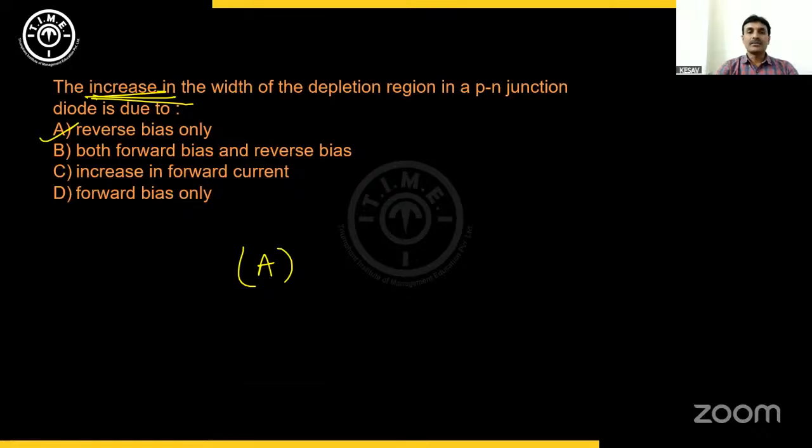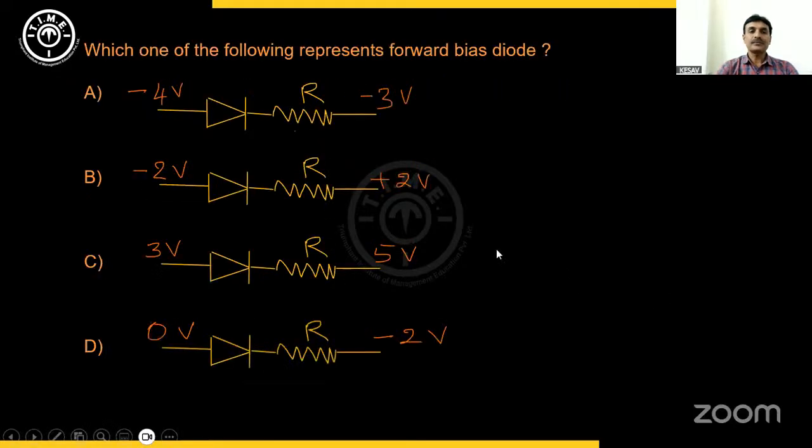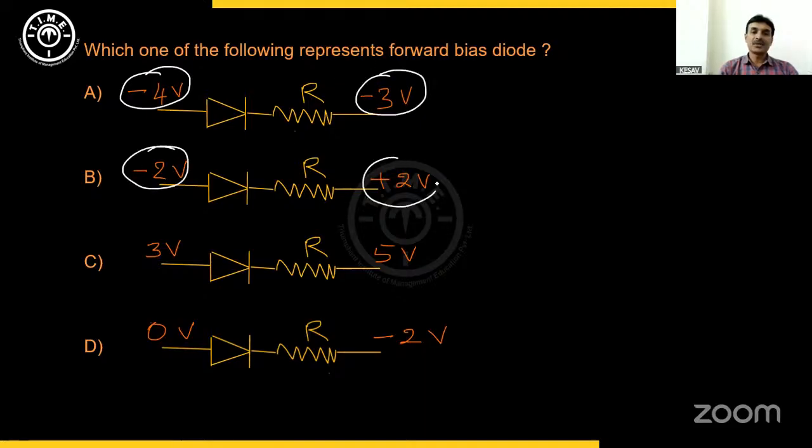And another one. Which of the following represents forward bias diode? See, diodes with a resistance are given here with the different voltages applied across the positive P side and N side. Observe these values, which is in forward bias mode.